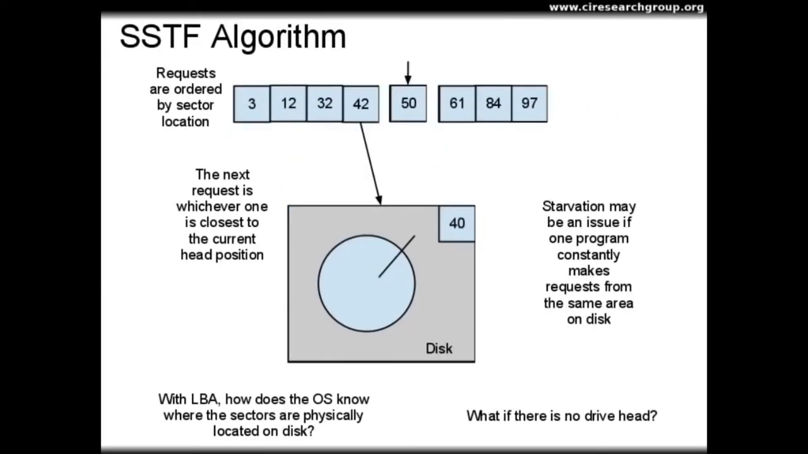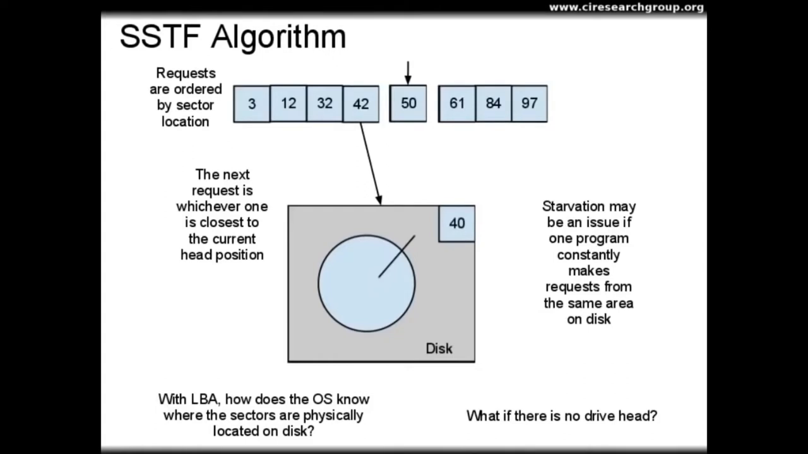Another algorithm that attempts to minimize seek time is the shortest seek time first algorithm, or SSTF. This algorithm actually orders requests by sector location. So when the request for sector 50 comes in, it's kept in an ordered queue, a priority queue, and the next request to be served by the disk, these requests are still sent out one at a time, is chosen by looking at whatever request is closest to the current disk position.